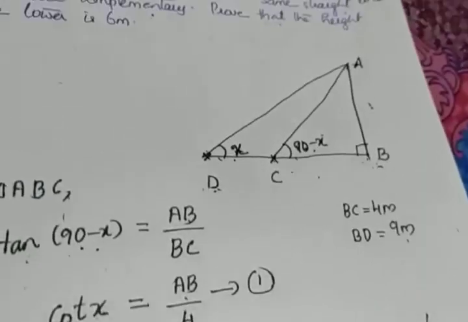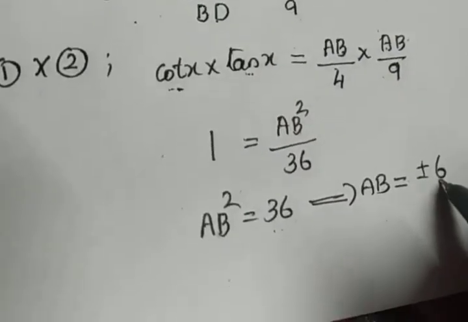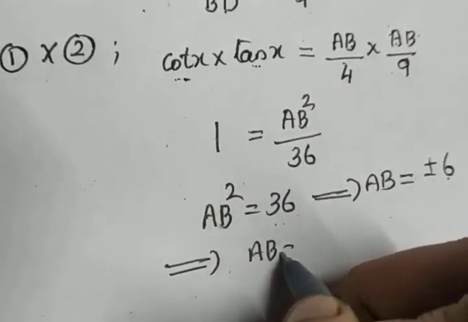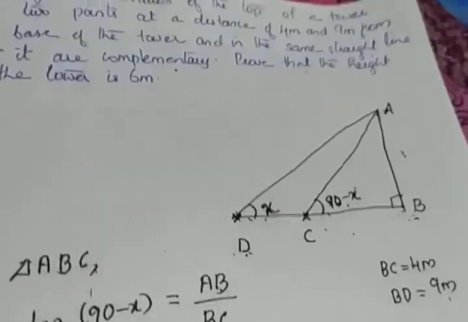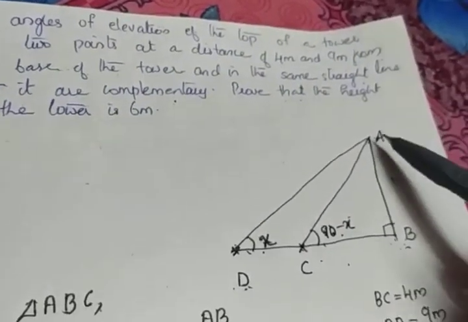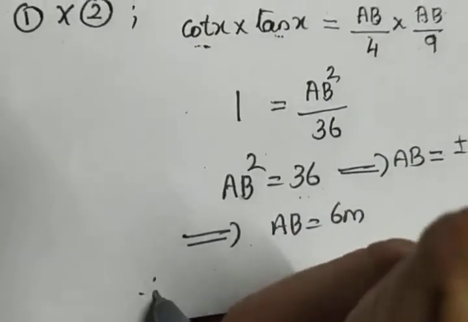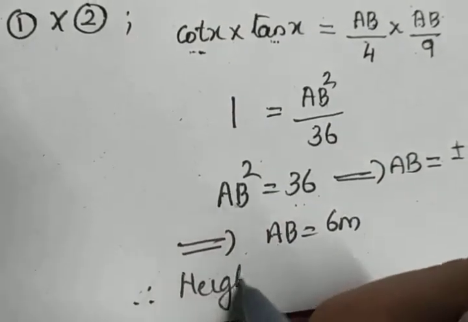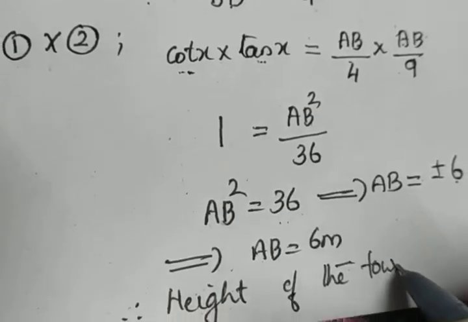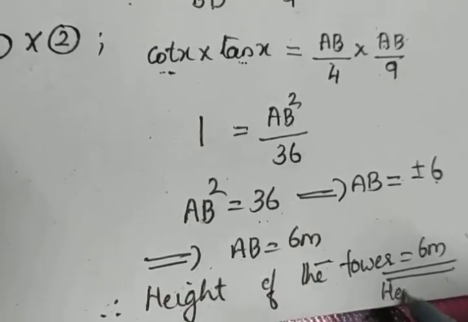What is AB from the figure? AB is the height of the tower, isn't it? So a negative value cannot be taken for the height. So this implies AB is equal to 6 meters. The question was to prove that the height of the tower is 6 meter. AB is actually the height from the figure. So we can write at last, therefore, the height of the tower is equal to 6 meter. Since the question was to prove that, after writing this, you have to write hence proved.